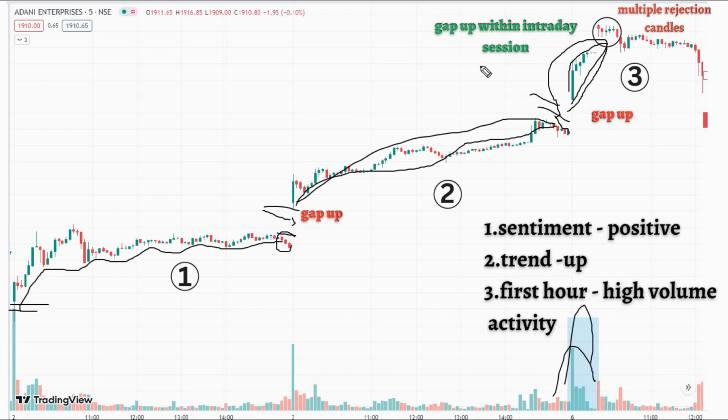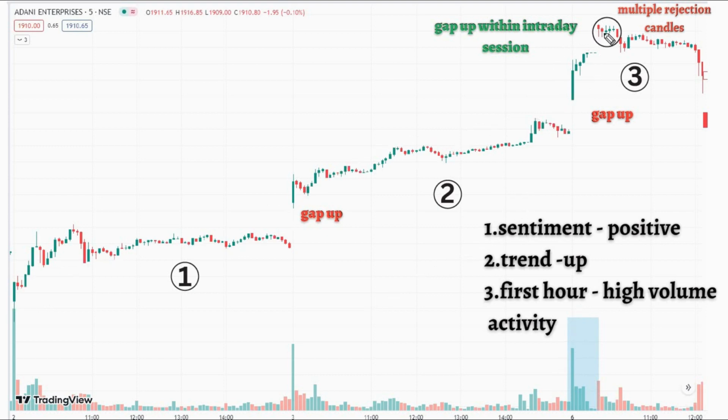Then on the intraday session itself we saw a gap up. Okay, then multiple rejection candles occurring after a strong and established upward movement with potential exhaustion in the background. So we will enter short here, stop loss here, and see the huge downside momentum after that.